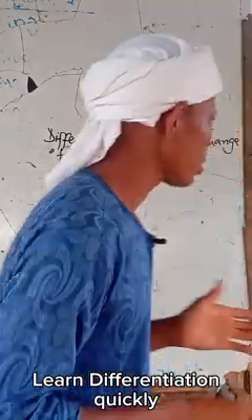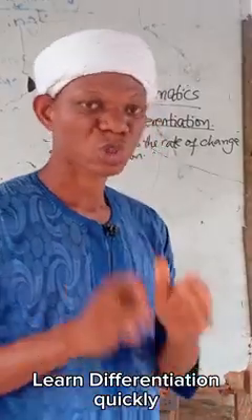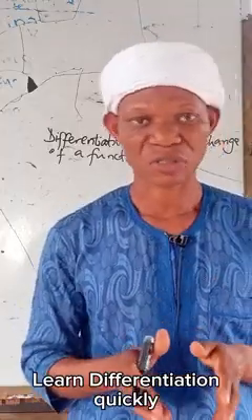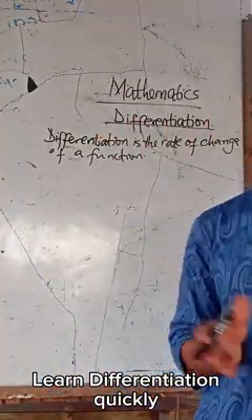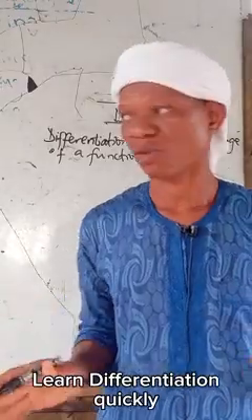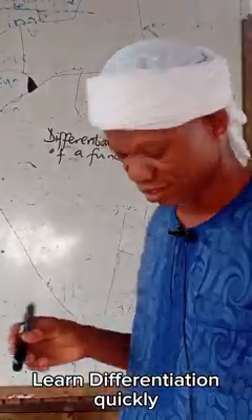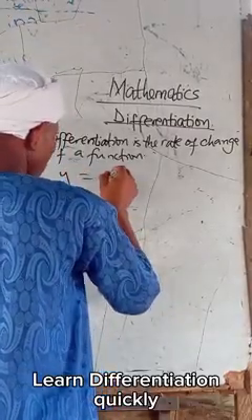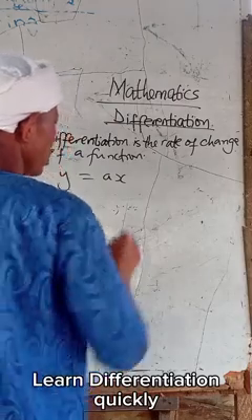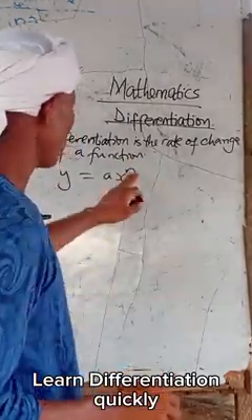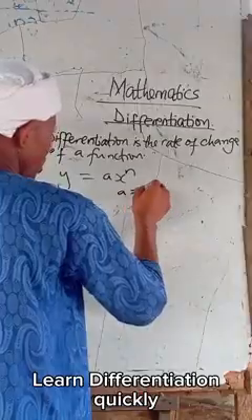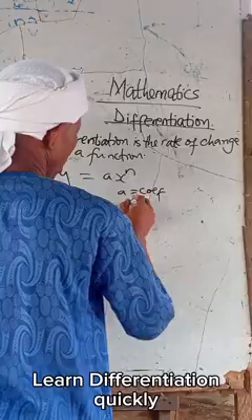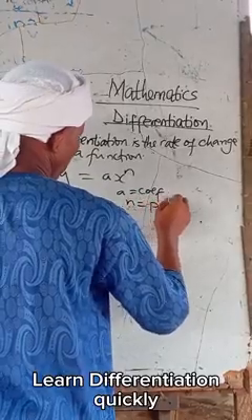Good. Now, there are some rules you need to understand when doing differentiation. We have the power rule, which I also call the general formula. The power rule is given as, if you have y equals ax raised to the power of n, where this a here is the coefficient of x, while n is the power of x.